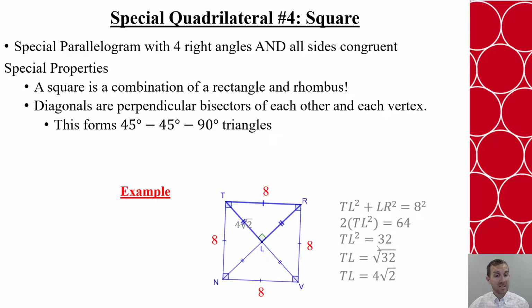So if I know that TL is 4 square root of 2, I know that all the other individual segments are also 4 square root of 2. And I have all the measures then of the square.